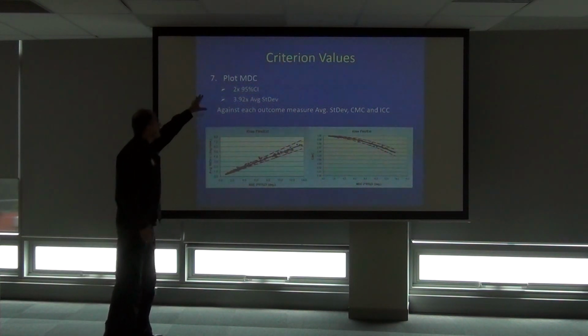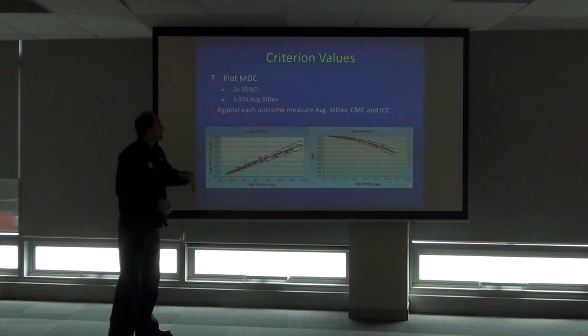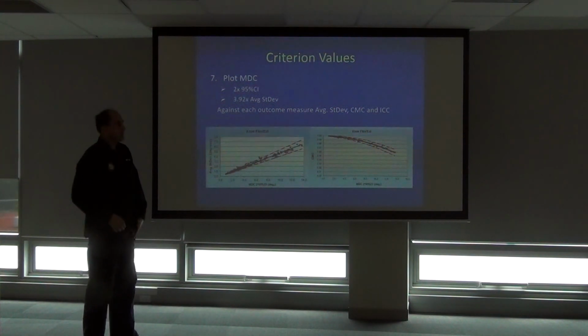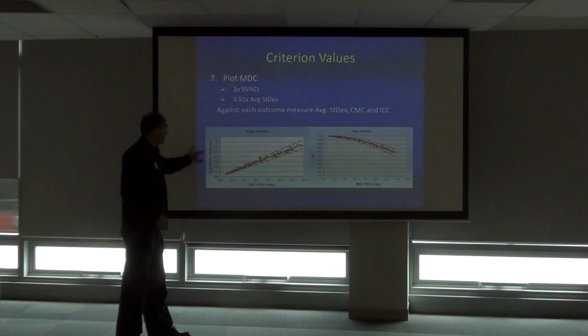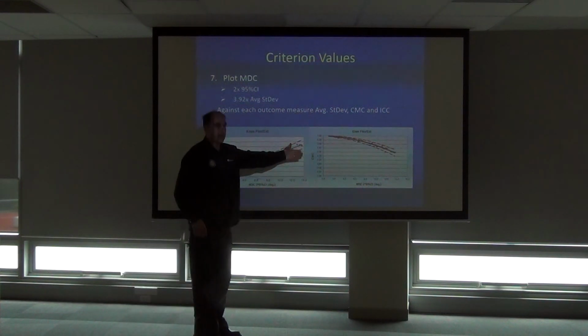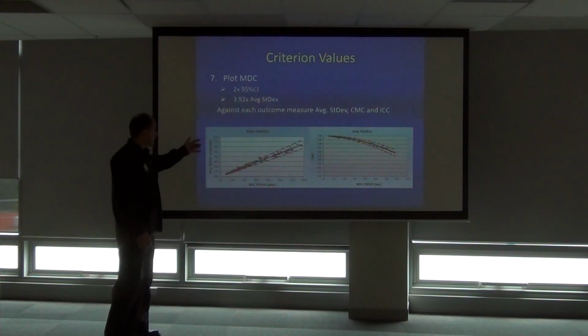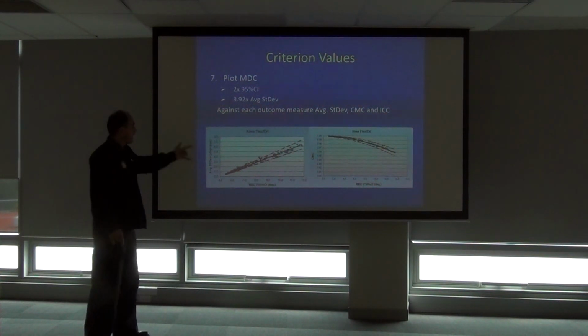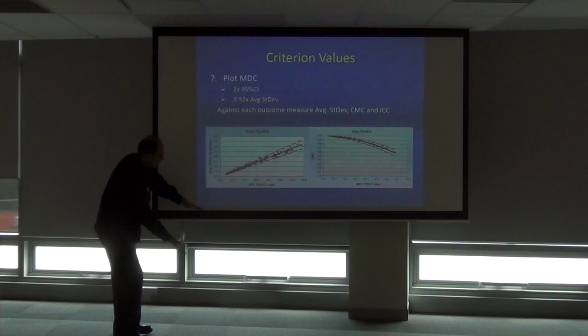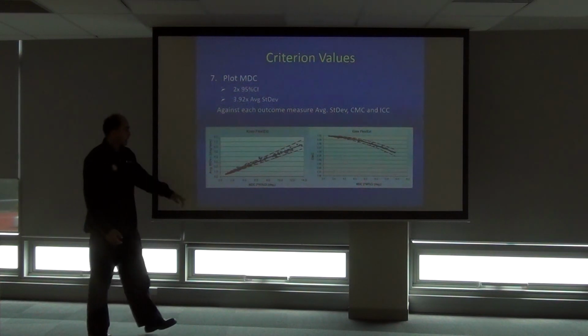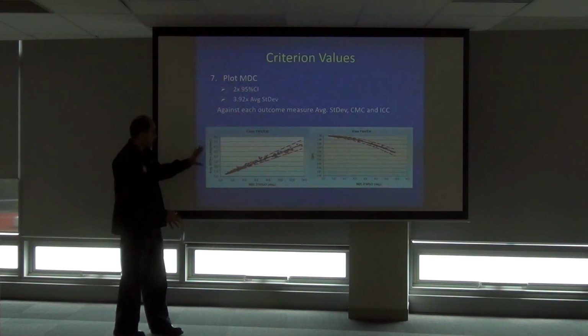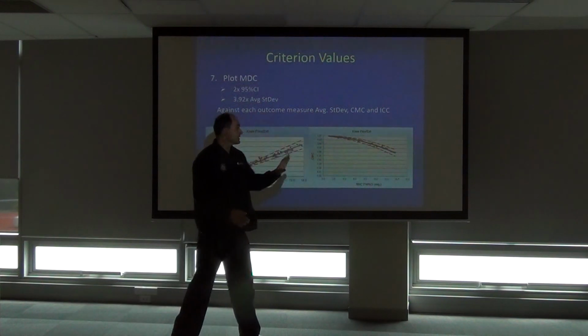Then what we did, we plotted that minimum discernible change that we calculated against the average standard deviation, coefficient of model correlation, and there was another one, ICC as well. And then also for each joint angle, and then the second variation as well, based on standard deviation against each of our criteria, each of our outcome measures.